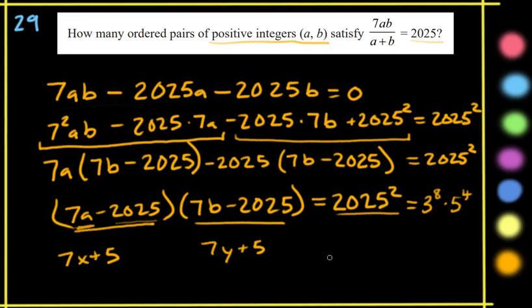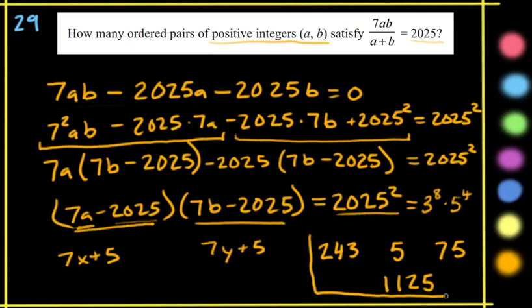And if you do that, you'll find 4 of those factors that work. So let's see. Yeah, so those 4 that work are 243 and 5, which is obviously 5 mod 7. Then 75, which is also a multiple of 7 plus 5. And then 1125. So these are our 4 factors that are less than 2025 that are multiples of 7 plus 5.